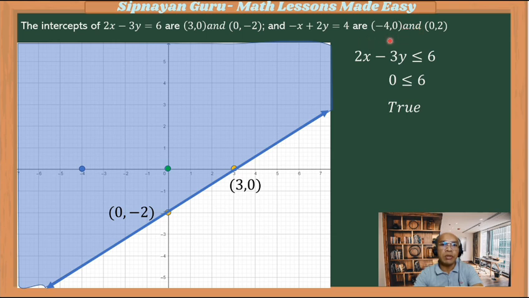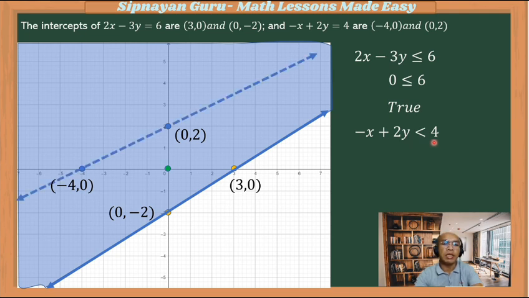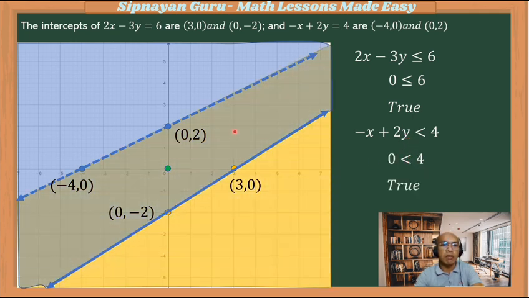For the second equation, the x-intercept is negative 4 and 0, and 0 and 2. The given inequality is negative x plus 2y less than 4. So this is less than. So our boundary is a broken line. So use the test point to determine the region of the solution set. So if this is 0 and this is 0, 0 less than 4 is also a true statement. So therefore, we will shade this region going down that contains the test point.